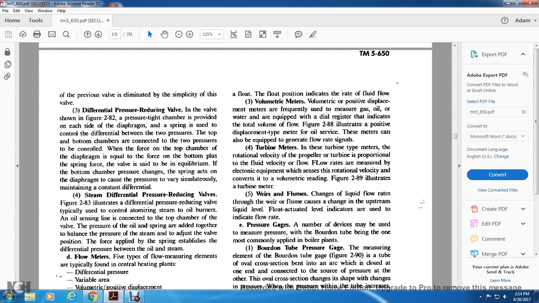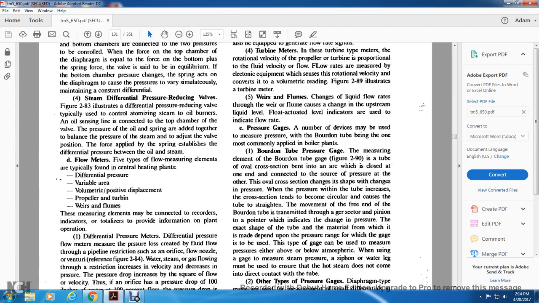Weirs and flumes. A change in the liquid flow rate through the weir or flume causes a change in the upstream liquid level. Flow actuator level indicators are used to indicate the flow rate. Pressure gauges. A number of devices may be used to measure pressure, but the Bourdon tube may be one of the most commonly applied in boiler plants.